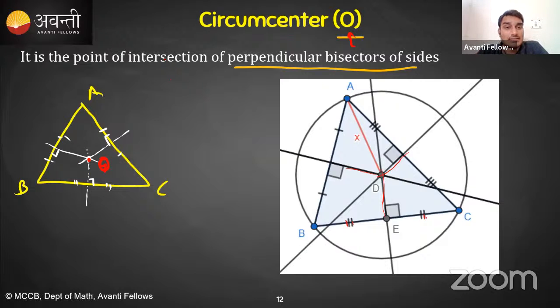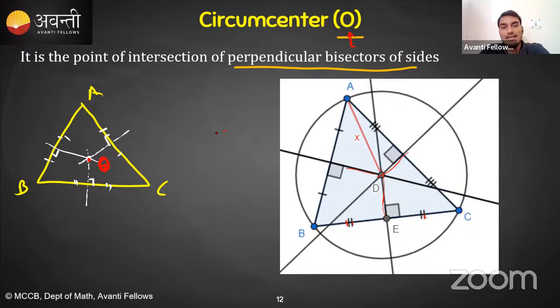Again, if I ask you, what is centroid? Centroid is the point of intersection of three medians, right? What is incenter? Incenter is the point of intersection of three angle bisectors. What is orthocenter? Orthocenter is the point of intersection of the altitudes of a triangle, and circumcenter is the point of intersection of the perpendicular bisectors of the sides. This definition should be clear to you. You have to remember these definitions.